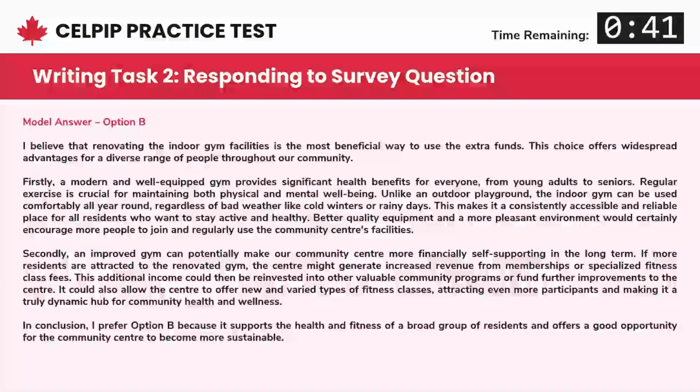The body of the response is divided into two paragraphs, clearly marked by firstly and secondly, where each main reason is developed with supporting details. The tone is appropriately semi-formal and persuasive for a survey.